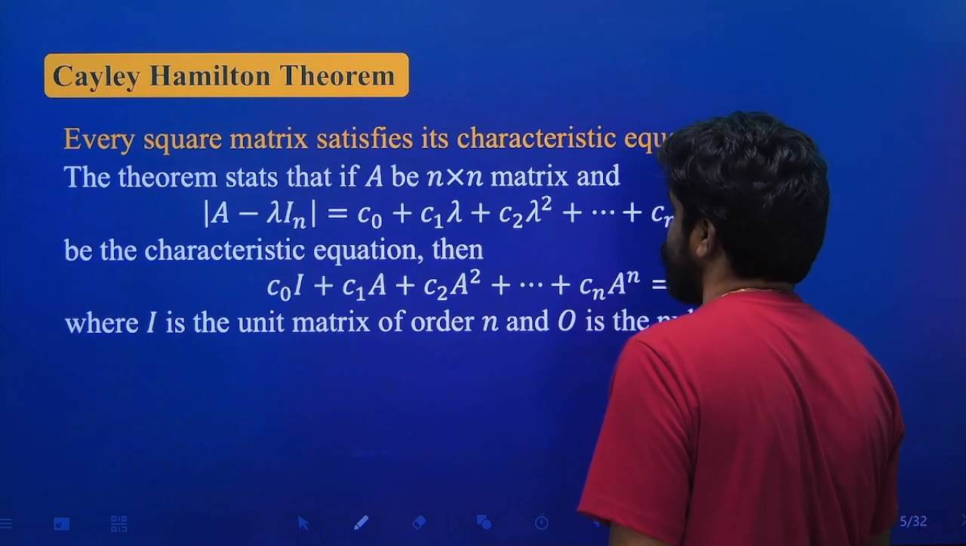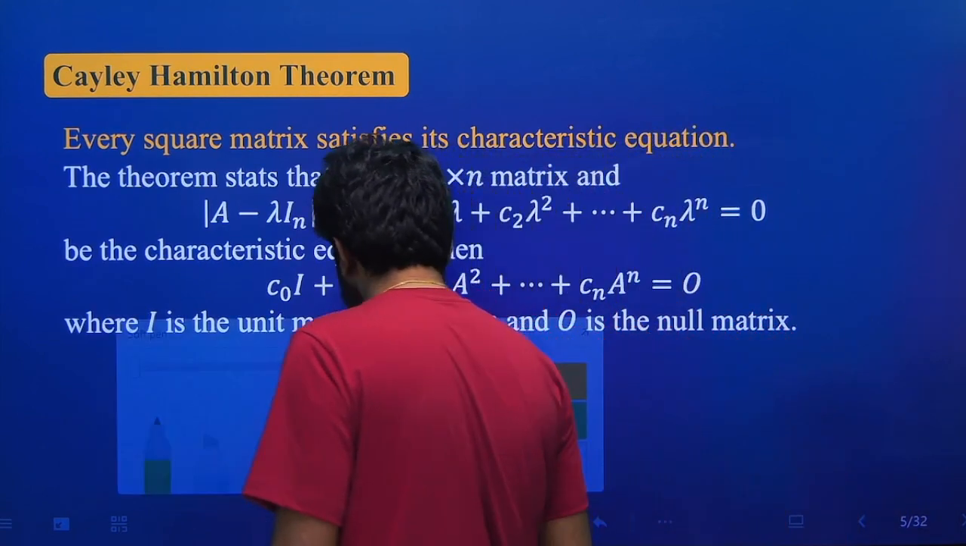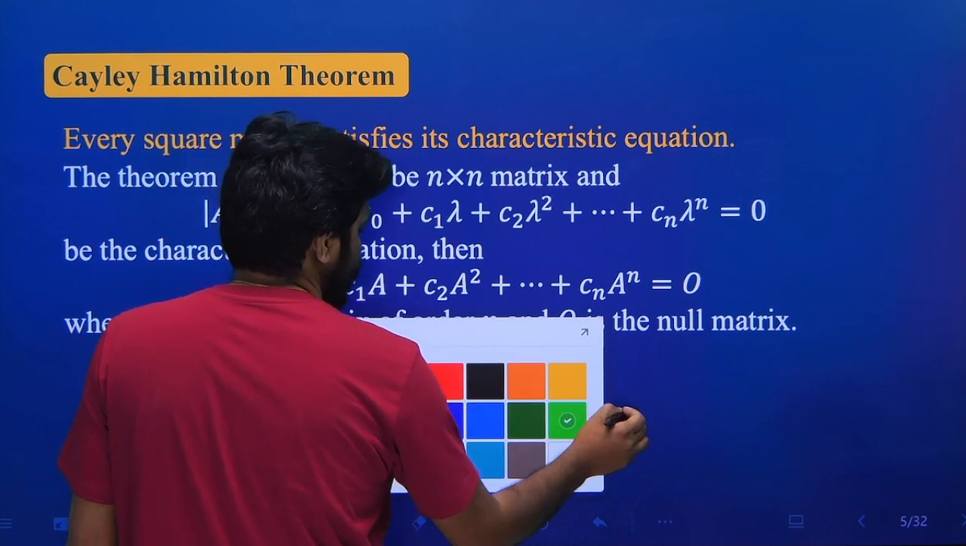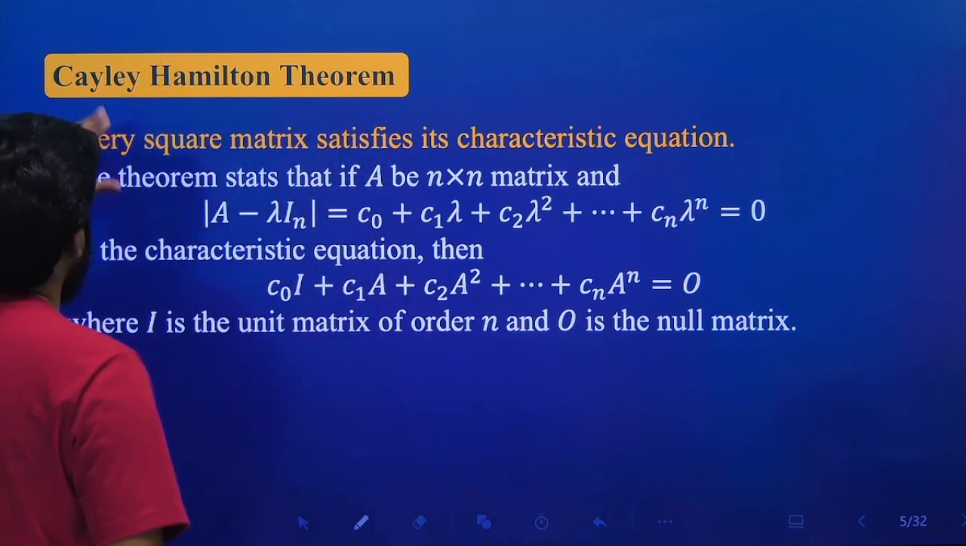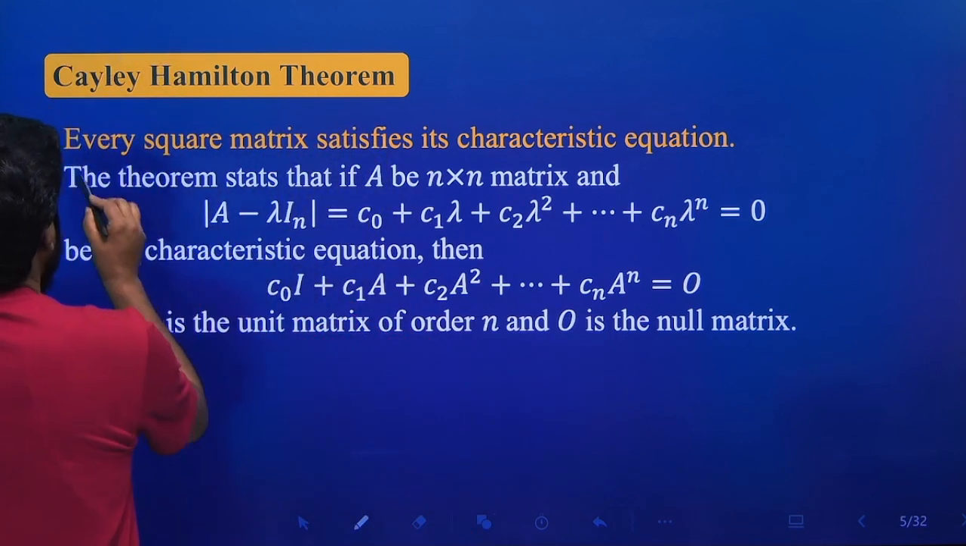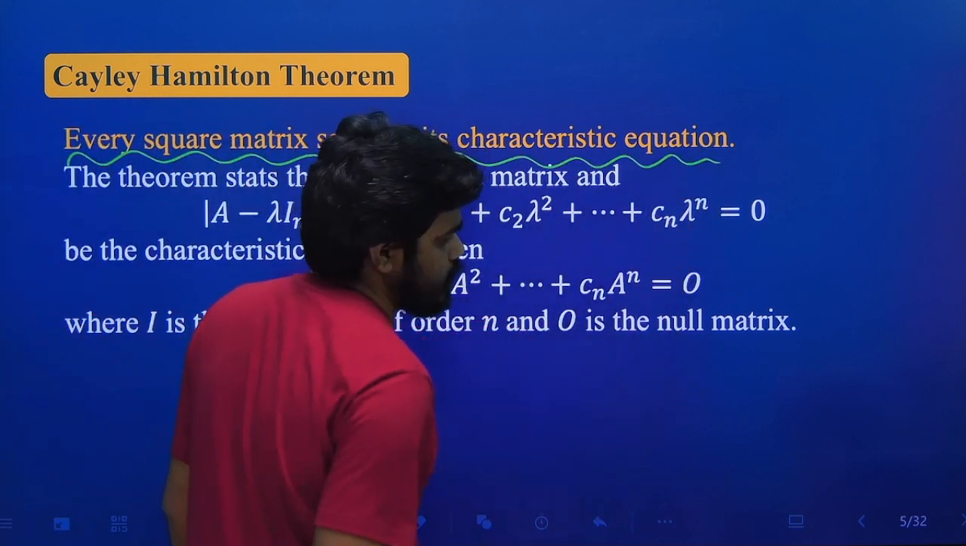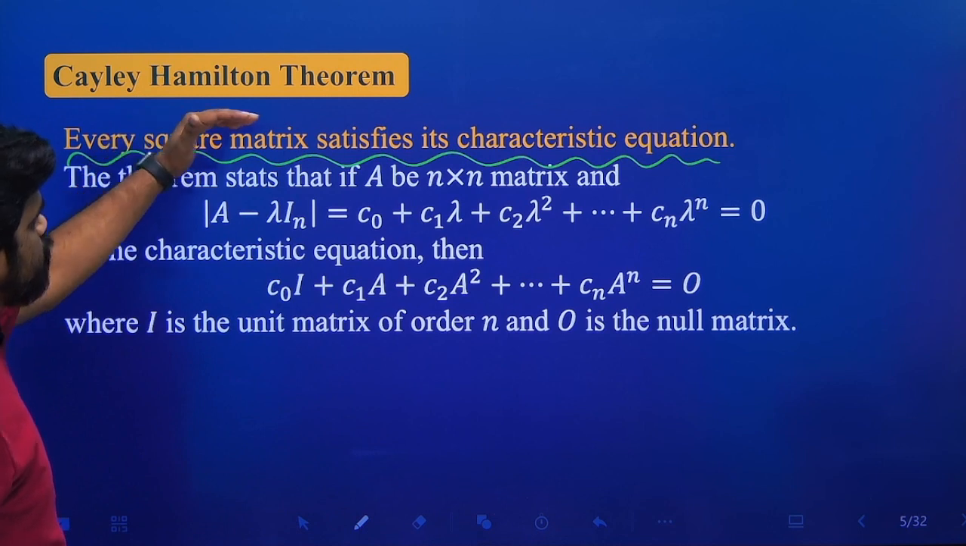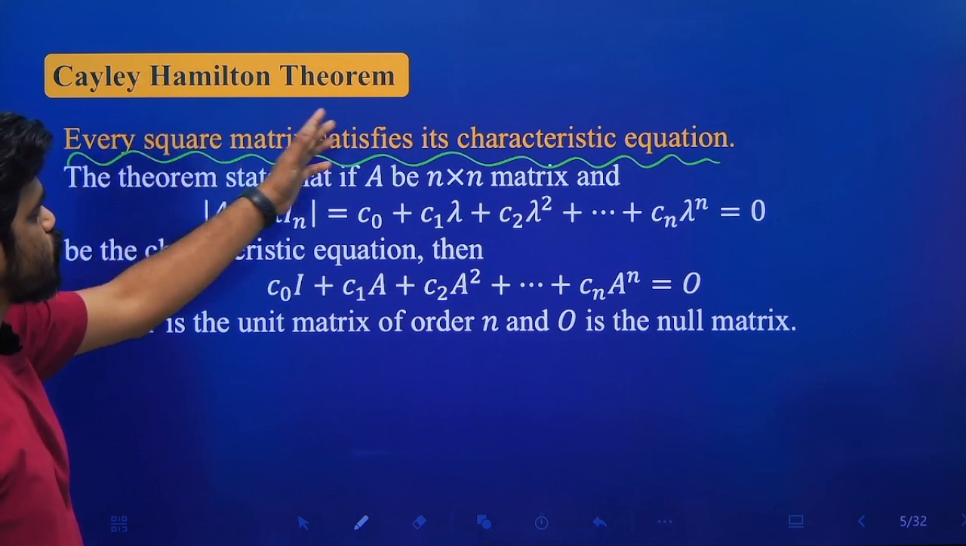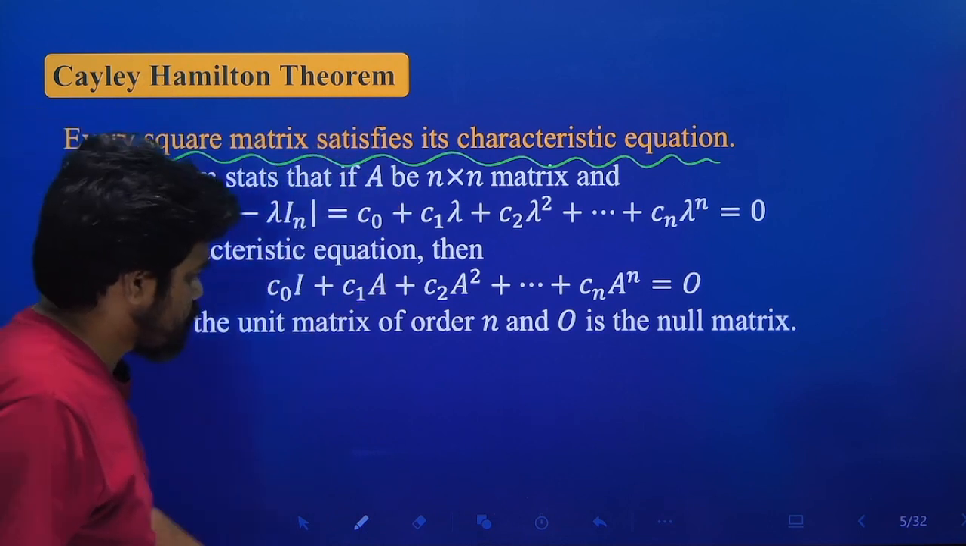So next we discuss about Cayley-Hamilton theorem. It is a very very important theorem. Cayley-Hamilton theorem states that every square matrix satisfies its own characteristic equation.